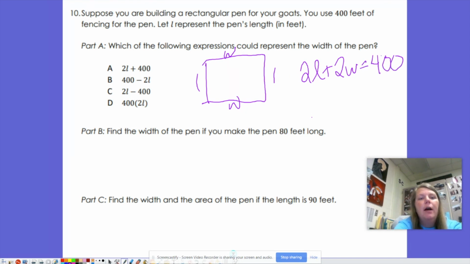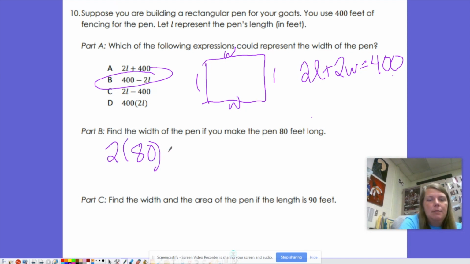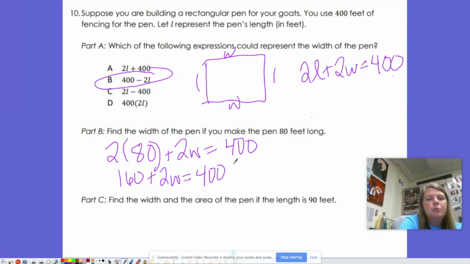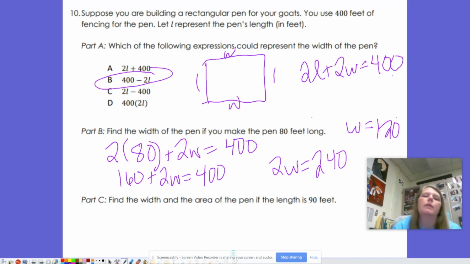So if I'm trying to figure out the width of the pen, I am going to use this expression right here, because I'm going to take my 400 and subtract my length. Find the width of the pen if you plan on making a pen that's 80 feet long. So we're going to substitute 80 in for that L. So 2 times 80 plus 2W equals 400. So we want to simplify here to get 160 plus 2W equals 400. You subtract 160, you get 2W equals 240. So that means the width of your pen is 120 feet for this one.